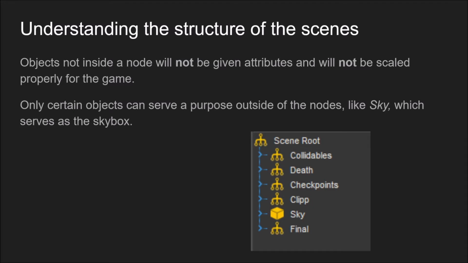Any objects that are not inside these nodes will not be given attributes for their role and will not be scaled properly for the game. So if you want something in the game, don't put it outside, because it will not be properly put in the game. But certain objects can work outside regardless, and sometimes it's even beneficial. Like sky outside is actually the skybox for the map, and doesn't need to be scaled because the purpose isn't to be in the 3D space, but rather the skybox. So that will work perfectly.